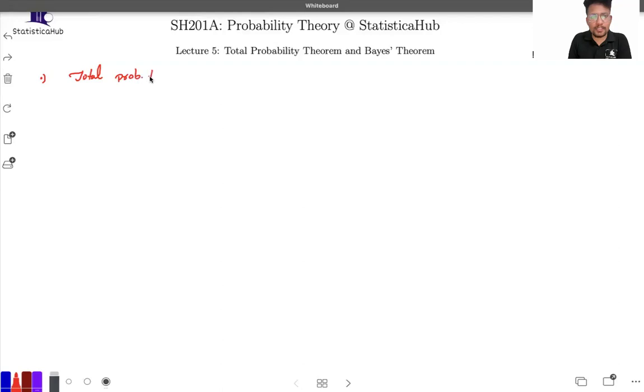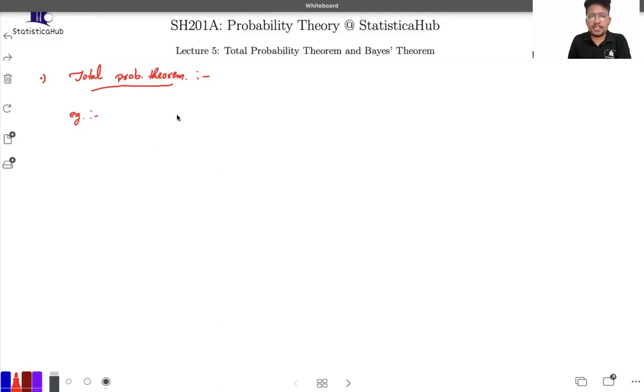Total probability theorem. That means there will be some event that can occur in different forms, or in some different ways. Let's consider an example.